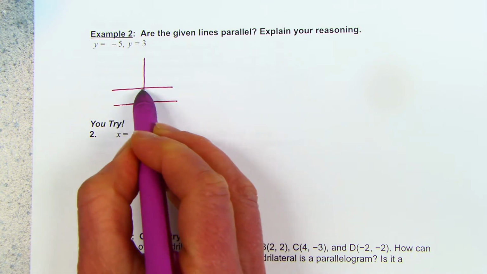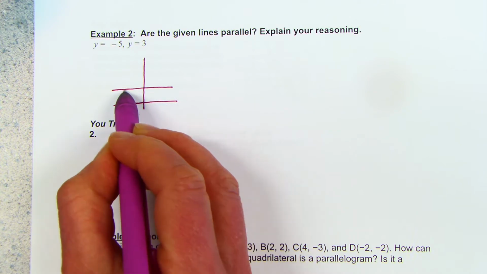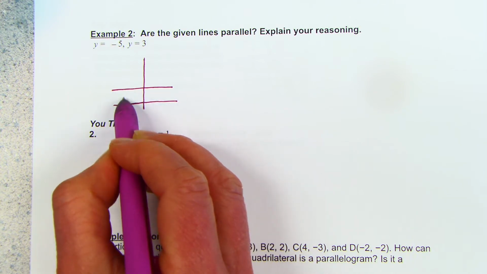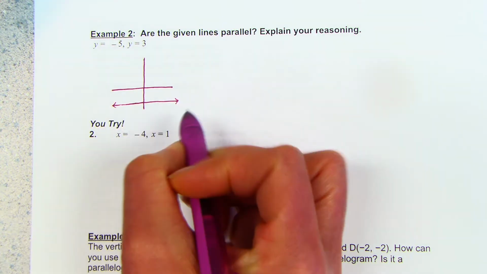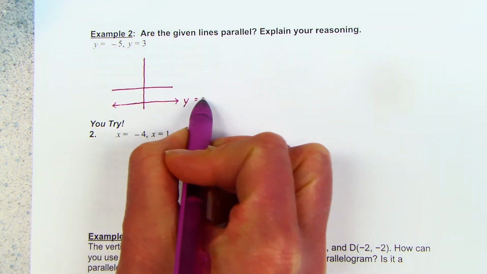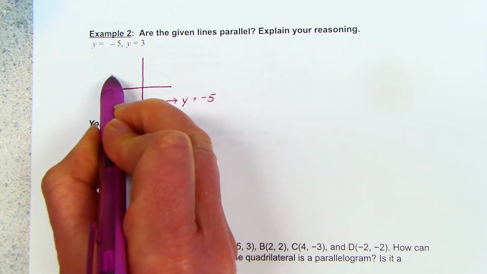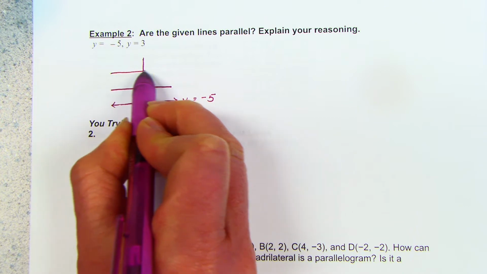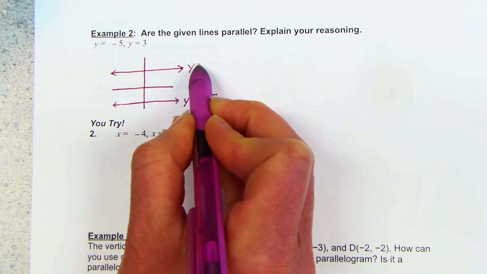That means if x is 0, it's negative 5. If x is 1, it's negative 5. If it is negative 2, it's negative 5. All right, so this is a horizontal line for y is negative 5. And yes, it is a horizontal line for y is equal to 3.